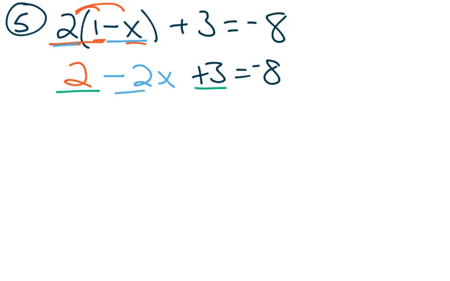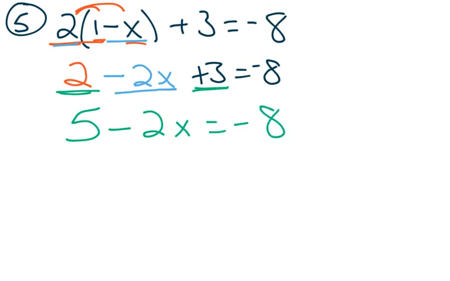Now, this negative 2, or this minus sign specifically, stays with the x. So really, we're just looking at 2 plus 3. If I have $2, and I add 3 more, that means I have $5. 5 minus 2x is equal to negative 8. So now we're basically at the same problem.